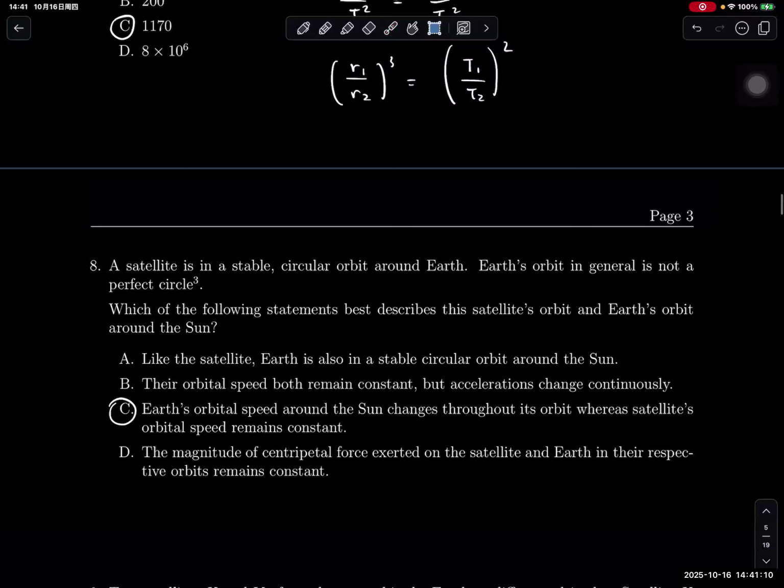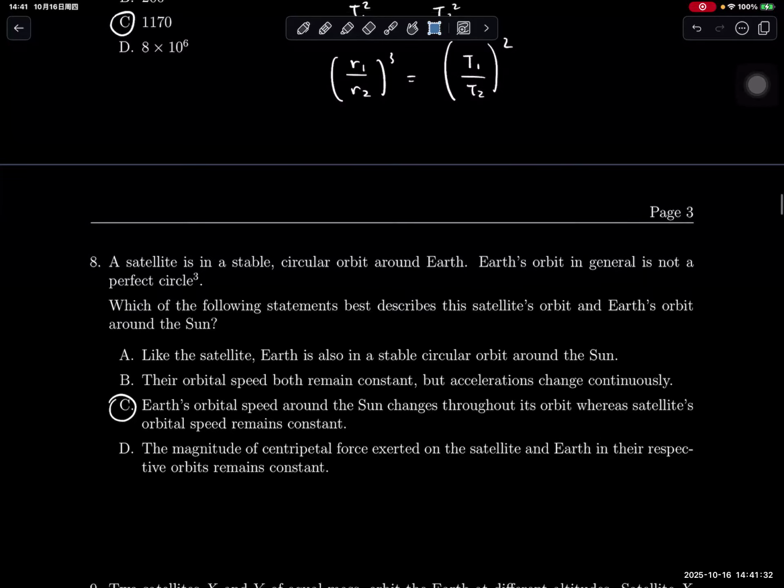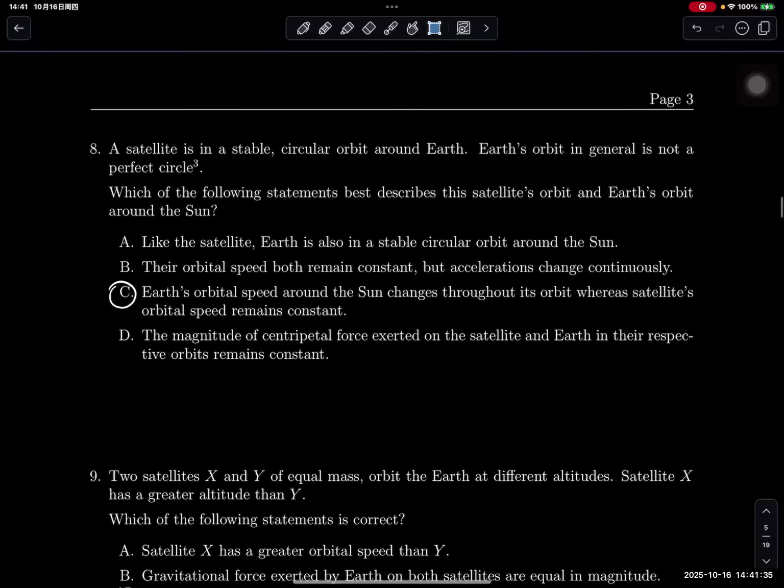Very nice. Question 8. It says that a satellite is in a stable circular orbit around Earth. Earth's orbit is in general not a perfect circle. Which of the following statements best describes the satellite's orbit and Earth's orbit around the Sun? C is the correct answer because it says that Earth's orbital speed around the Sun changes throughout its orbit, whereas the satellite's orbital speed remains constant.